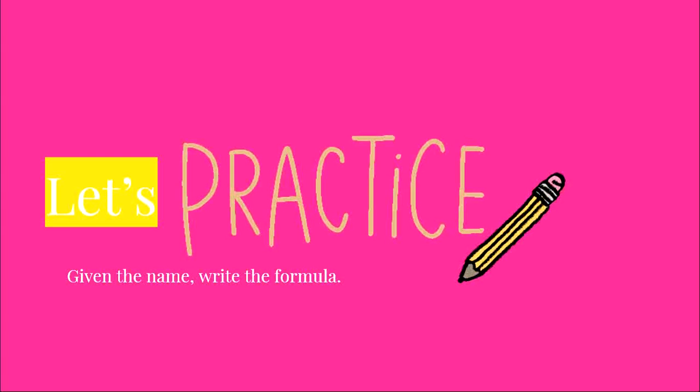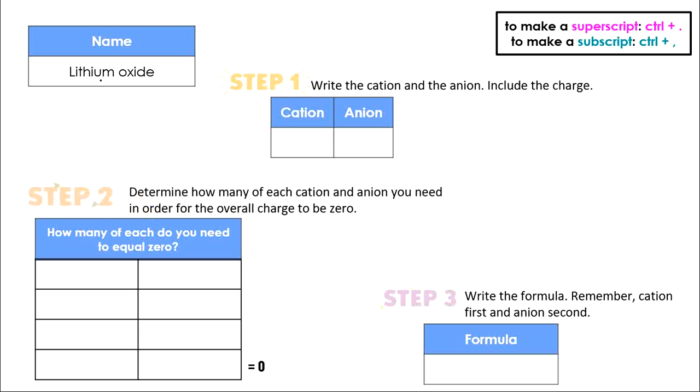Given the name of an ionic compound, these are the steps to take to write the formula. So we're given the name lithium oxide. Notice that it's the metal first and then the nonmetal. And then also notice that the ending is -ide, just like we saw with our covalent molecules. So step by step, this is what you do.